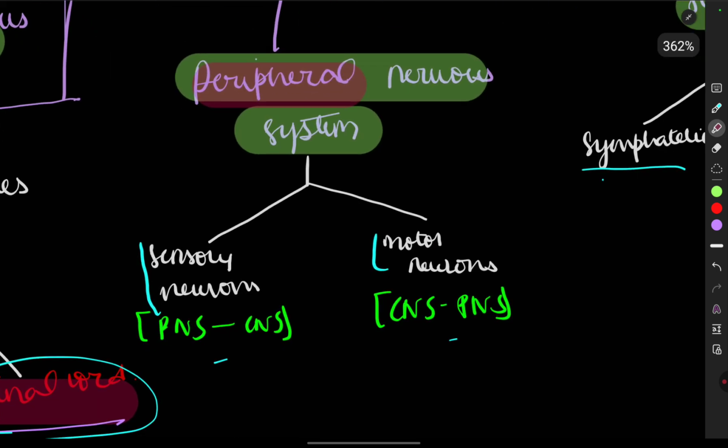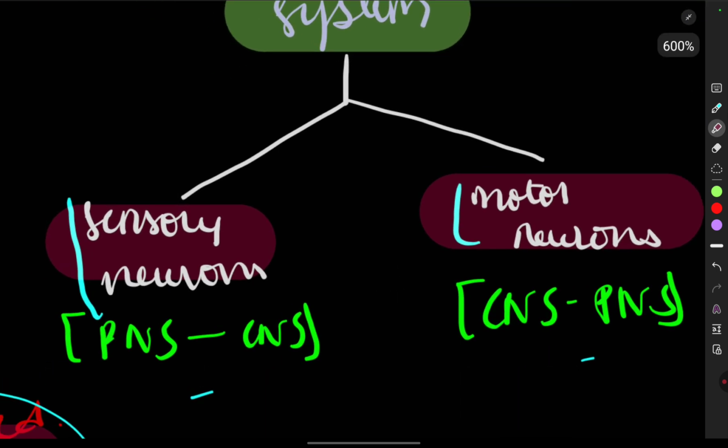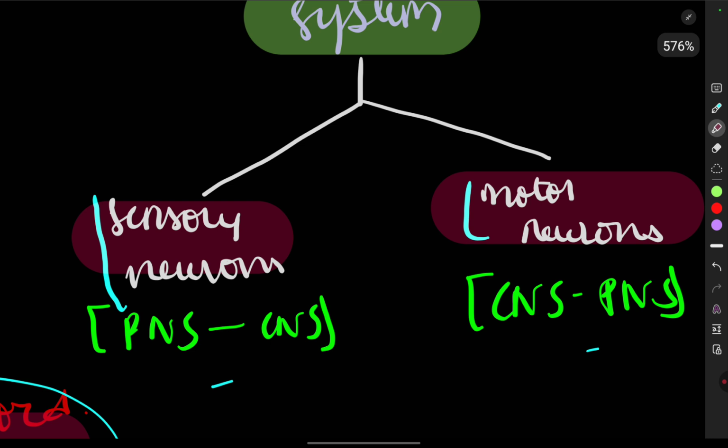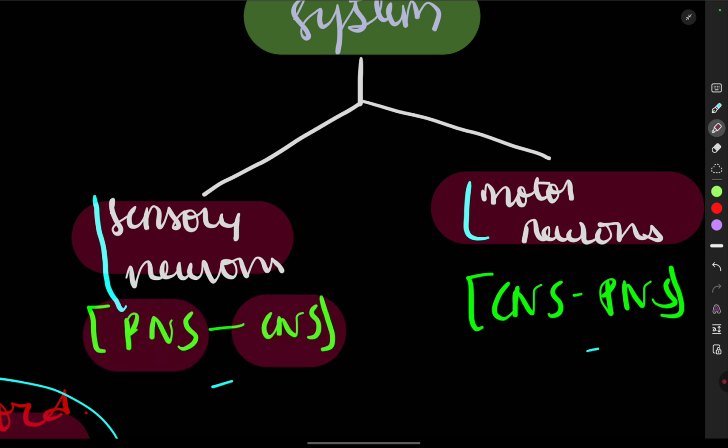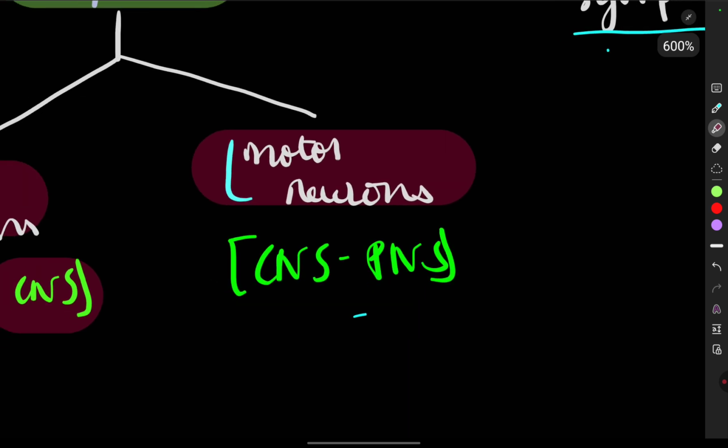The peripheral nervous system contains sensory neurons and motor neurons. The sensory neurons help in carrying information from the PNS to the CNS, from the peripheral nervous system to the central nervous system, and the motor neurons carry responses from the CNS to the target organs.